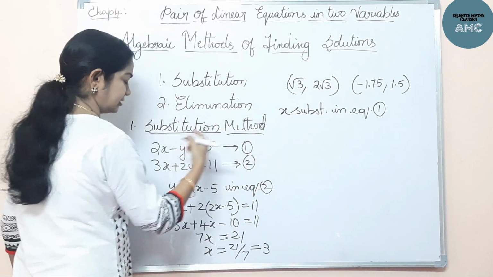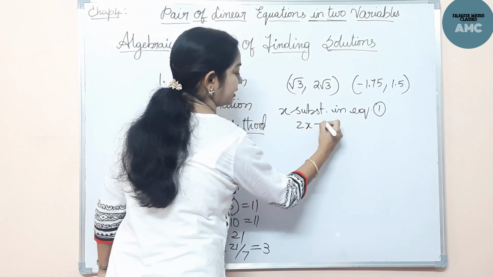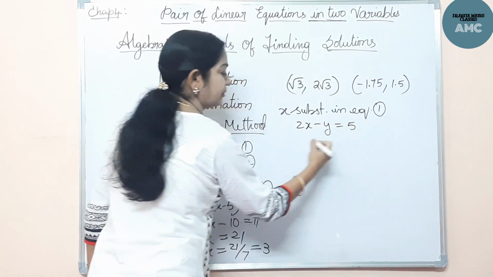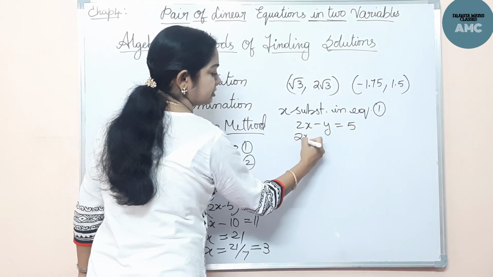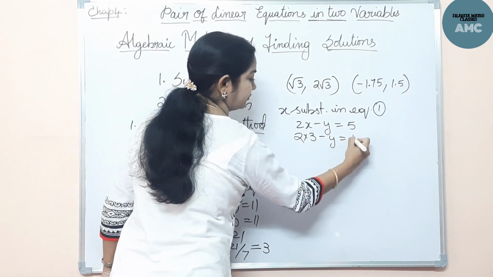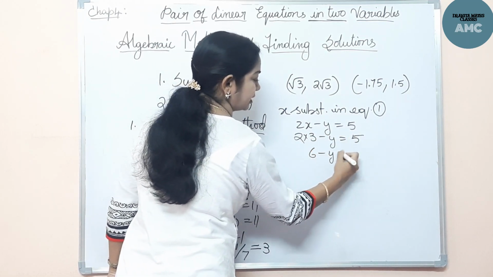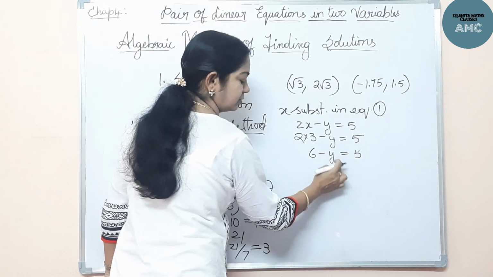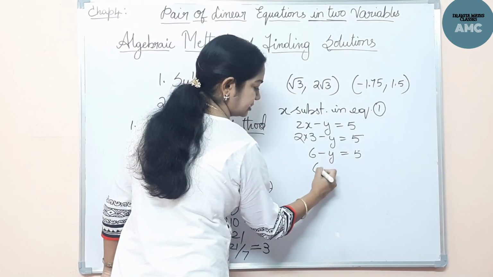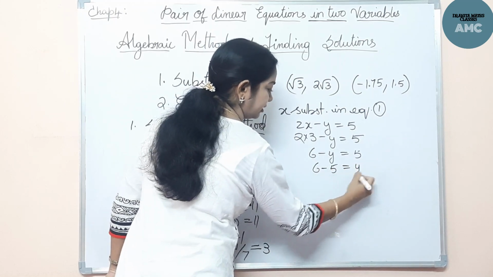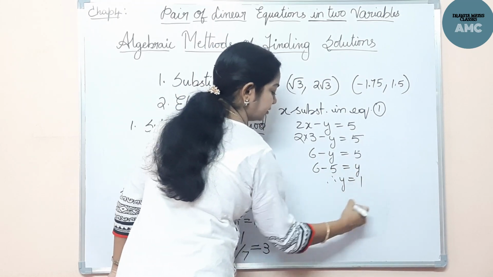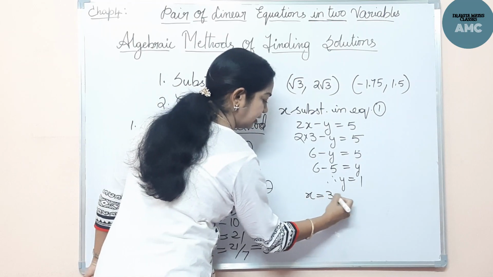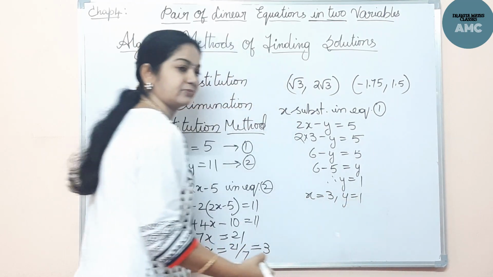So this 3, I will substitute into 2x minus y equal to 5, the equation. 2 into 3 minus y equal to 5. So 6 minus y equal to 5. Interchange the terms: y here, 5 there, and y that side. 6 minus 5 equal to y. Therefore, y equal to 1. We got x value 3 and y value 1.